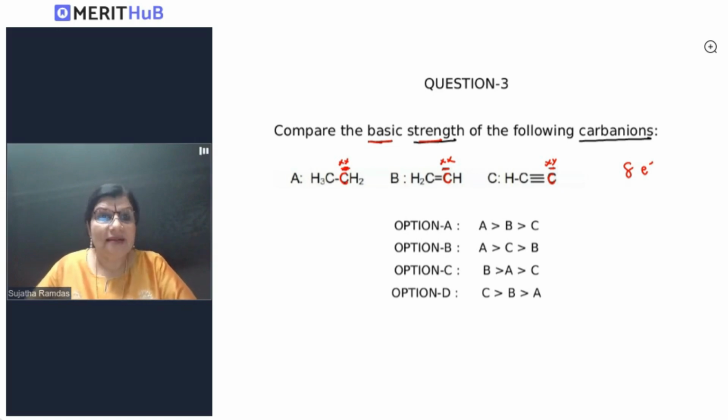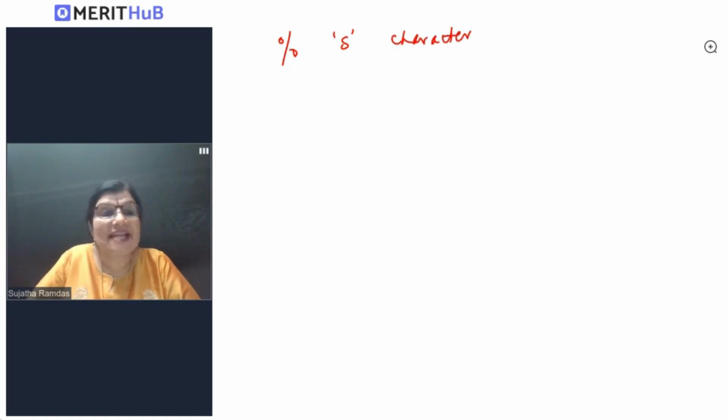To get an idea about this, you should be aware of what the basic strength of carbanions depends on. The basic strength of a carbanion depends upon the percentage S character. So let's focus on the percentage S character. You have 3 hybridized states. There are more hybridized states, but let's focus on these 3.